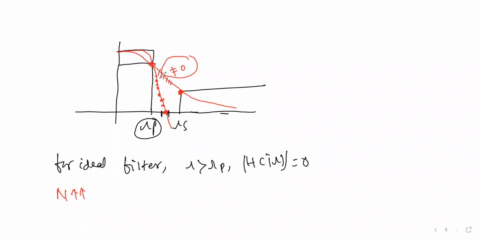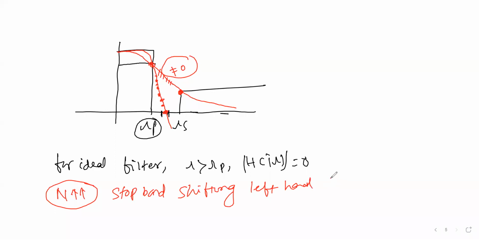It's very simple. When you take a high value of capital N, obviously it is an advantage for the filter, because when the N value is increasing, the stop band is approaching or shifting to the left hand side. Yes or not? The stop band is shifting left hand side.